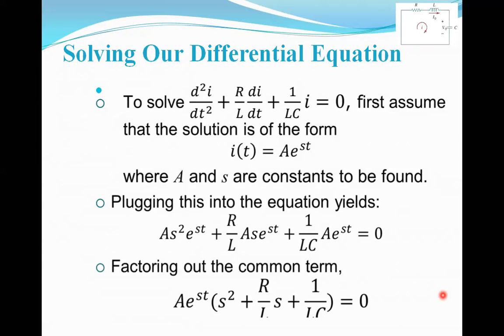Where A and s are the constants to be found. So once we get the value of A and s and substitute into this particular equation, we will get the current in the circuit. The steps are like plugging into this equation yields A s square into exponential of st plus R by L into A into s into exponential of st plus 1 by LC into A into exponential of st is equal to 0. So if you take common A into e to the power of st, you'll get s square plus R by L s plus 1 by LC is equal to 0.